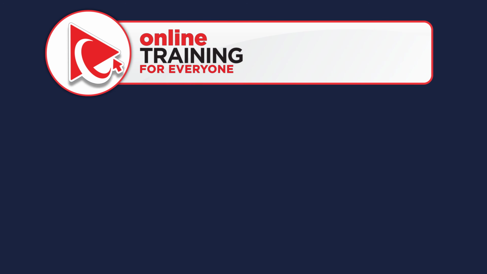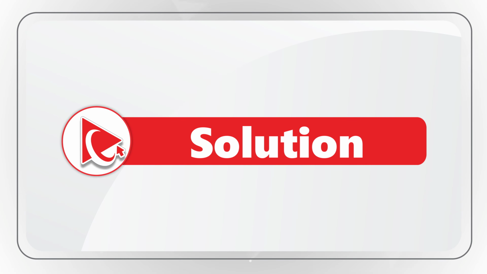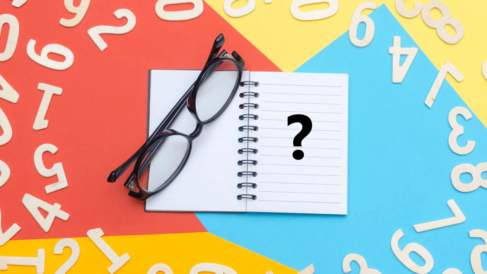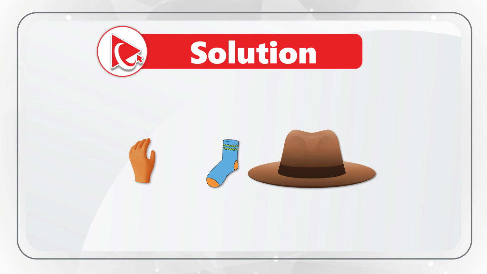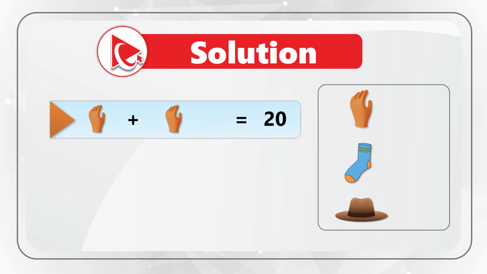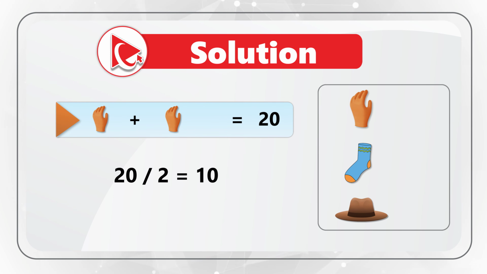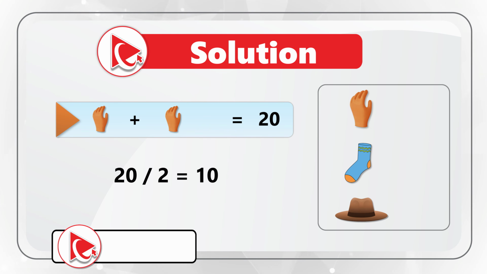On my end, I am moving forward to share with you my version of the solution. And if you have a better way to solve it by using your mental powers, please make sure to share in comments. Obviously, to solve this challenge, you need to find the numbers associated with each object. You need to find the numbers for glove, for sock, and for the hat. Let's look at each expression in more details. Since 2 gloves equals 20, 1 glove is equal to 10, because 20 divided by 2 equals 10.